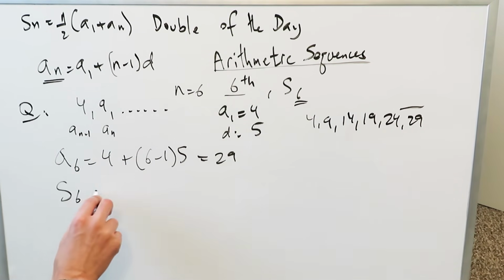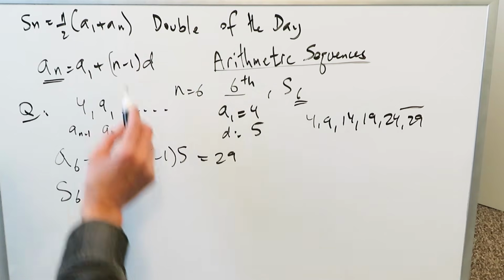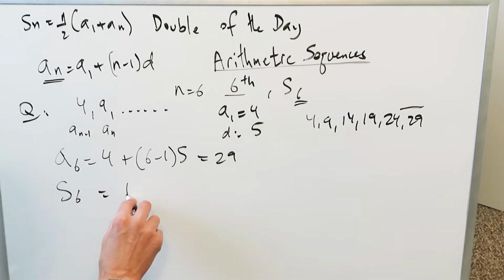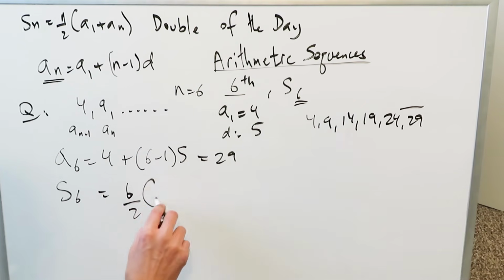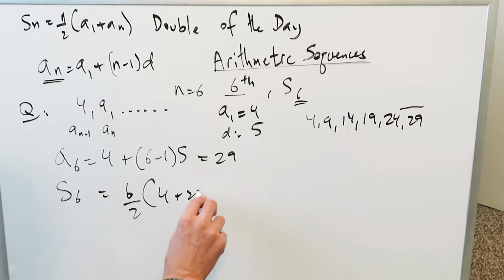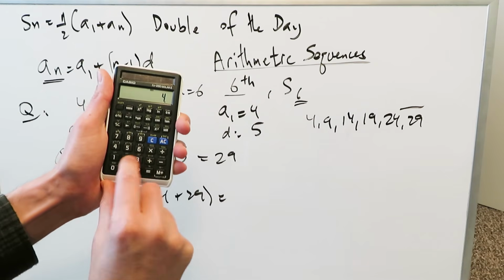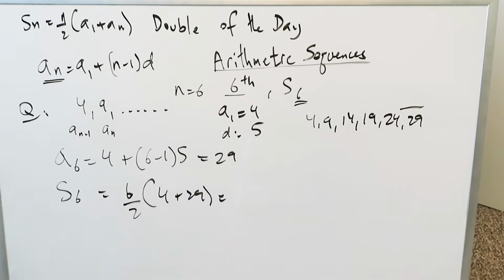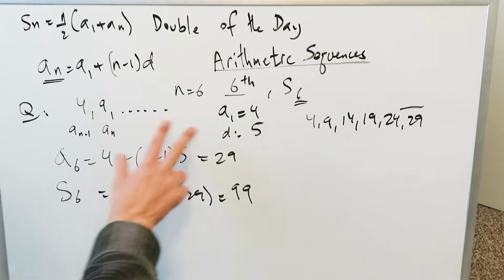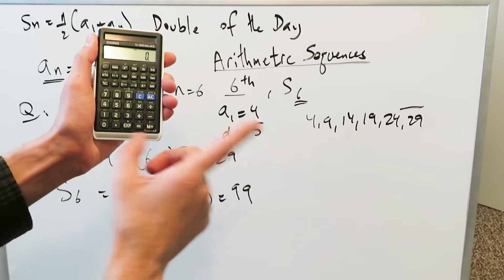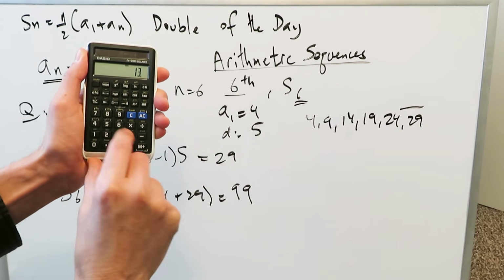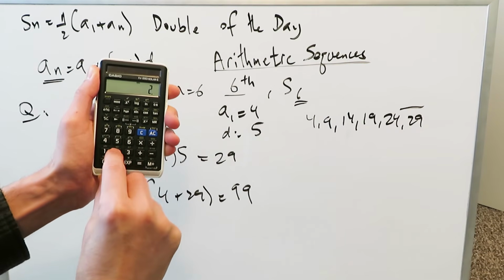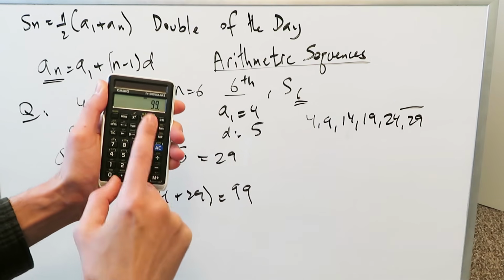Now let's find the sum of these six terms, and the formula is right over here. N divided by 2, where N is 6, times the first term, which was 4, plus the last term, 29. So 4 plus 29 is 33, times 6 divided by 2, gives 99. We can manually check this, which is why I purposely picked an easy sequence. Just add those numbers: 4 plus 9 plus 14 plus 19 plus 24 plus 29, and we have 99.